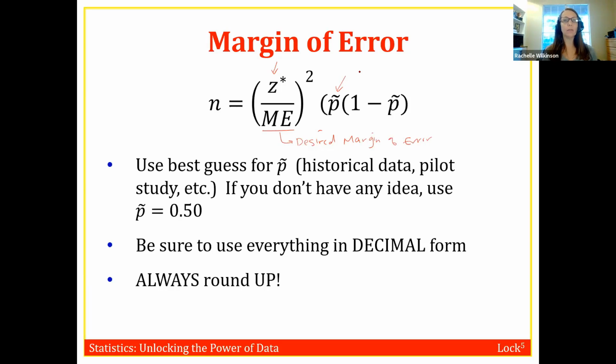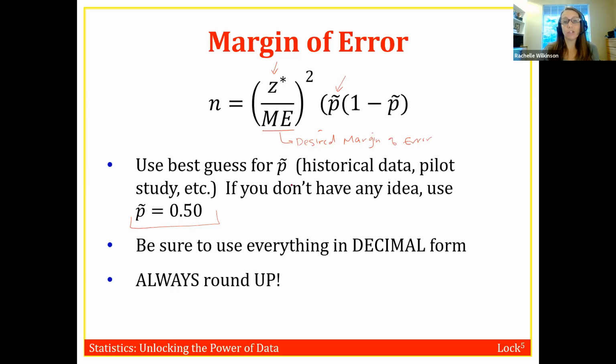Now, sometimes you might have no idea, like this is the first time you're collecting data on this. You really have no clue what P is. That's why you're collecting the data. You're trying to figure it out. And if you have no idea, then you're going to use P tilde equal to 0.5, which is 50%. The reason is that this is the P tilde value that will end up giving you the largest sample size. So it's the most conservative choice: for sure, you're going to get the margin of error you want if you use this sample size.